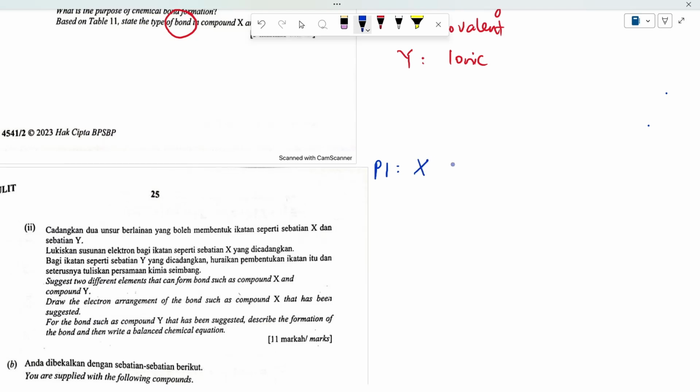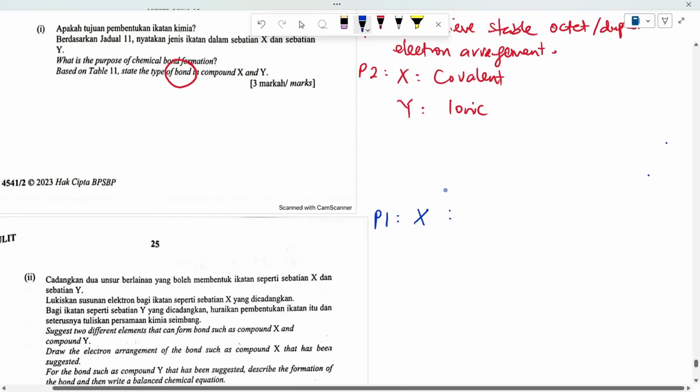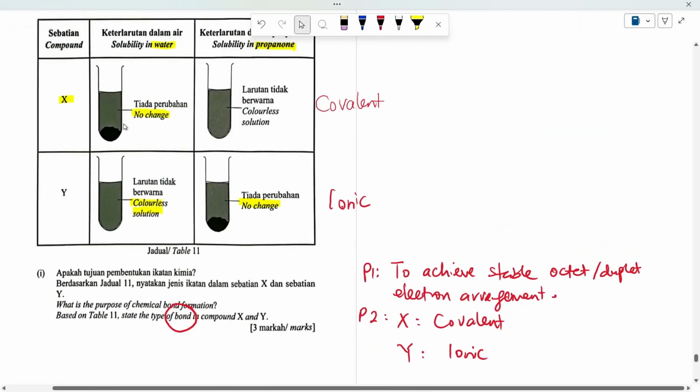Okay, for X, it's covalent, right? So what is your suggestion? Actually, any covalent compound can be accepted. Okay, water, H2O can. Okay, what else? Okay, hydrogen gas. Okay. But here we have to see.